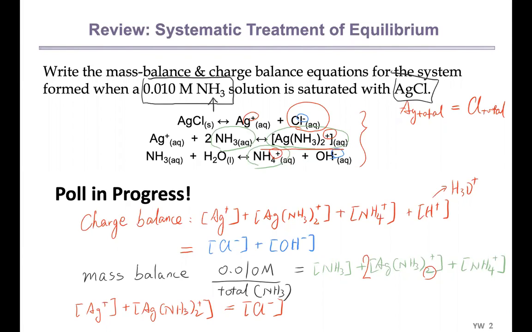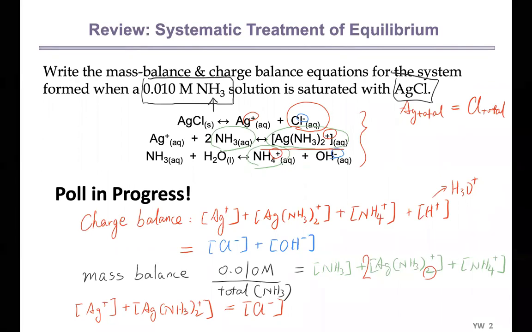Does that make sense? Yes. Because silver and chloride come from the same compound. It's always a 1-to-1 ratio, same amount of silver dissolved, same amount of chloride dissolved. And that's why when you count the total amount of each, they should be equal to each other. Okay, so that's a review for a systematic treatment of equilibrium. Do we still have any questions here?